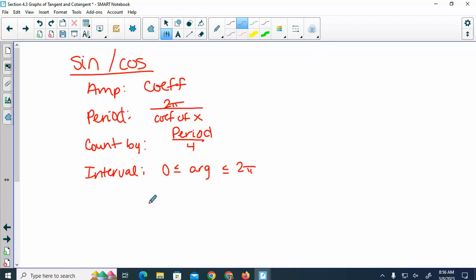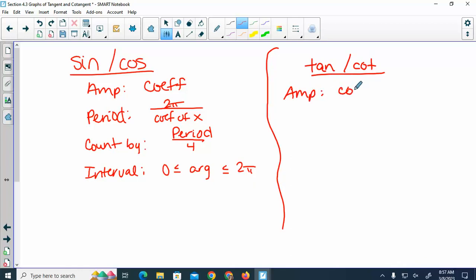Now, tangent and cotangent are a little bit different. The amplitude is still the same. It's not really a true amplitude because we saw yesterday that tangent and cotangent keep going up forever. So it's not a true amplitude as in the higher the graph, but it will help us plot our points. So we're going to do that. But the period changes.